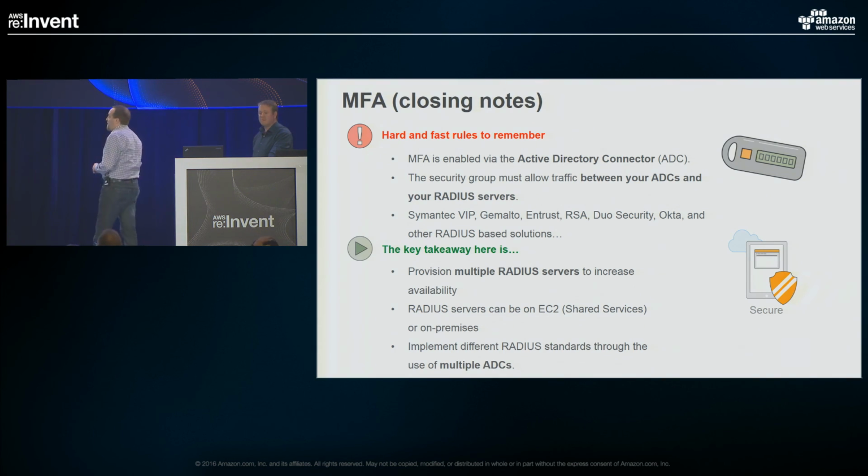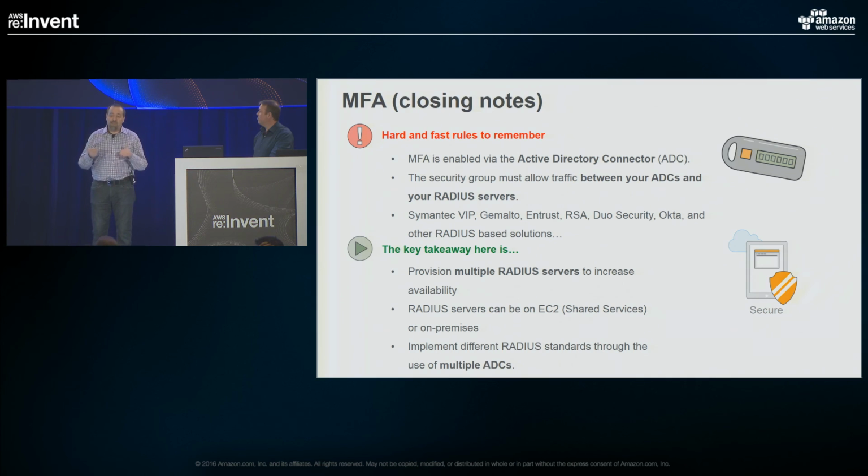But the key thing we want you to remember: provision multiple Radius servers to increase availability. You hear this time and again in Amazon, put things in multiple AZs, put things in multiple locations. That's going to increase your availability of the service in general. Your Radius servers can be on EC2, or they can be on-prem. It doesn't matter. You just have to be able to route to them from within your Workspaces subnet.